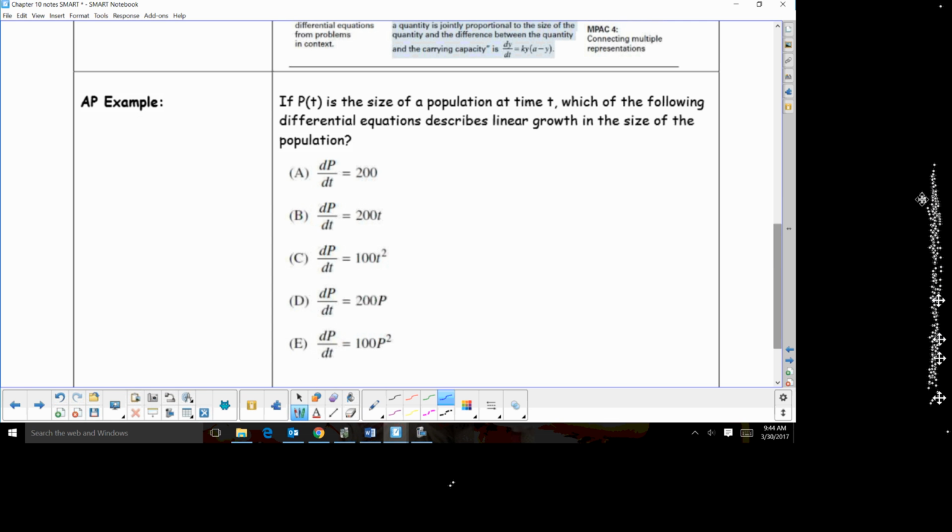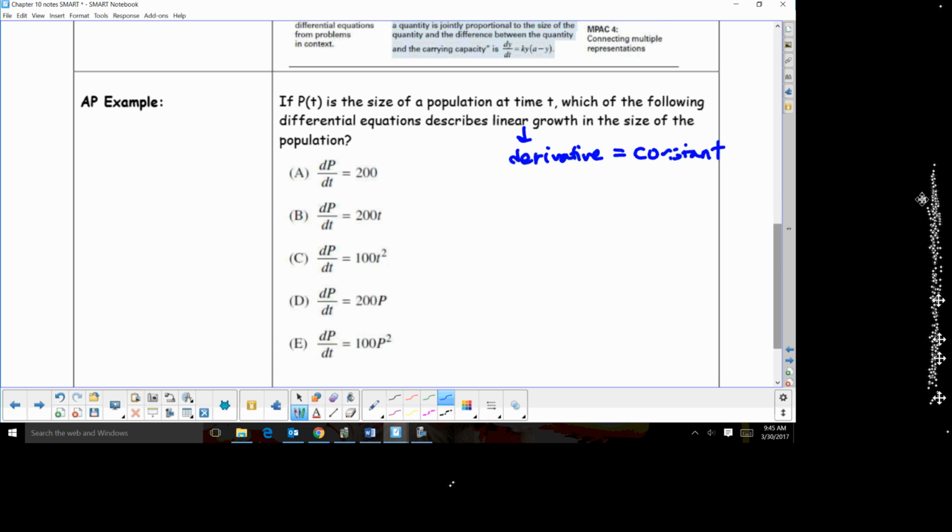P of t is the size of a population at time t. Which of the following differential equations describes linear growth in the size of the population? So if I have linear growth, then the derivative is what? Yes? So that answer would be A.